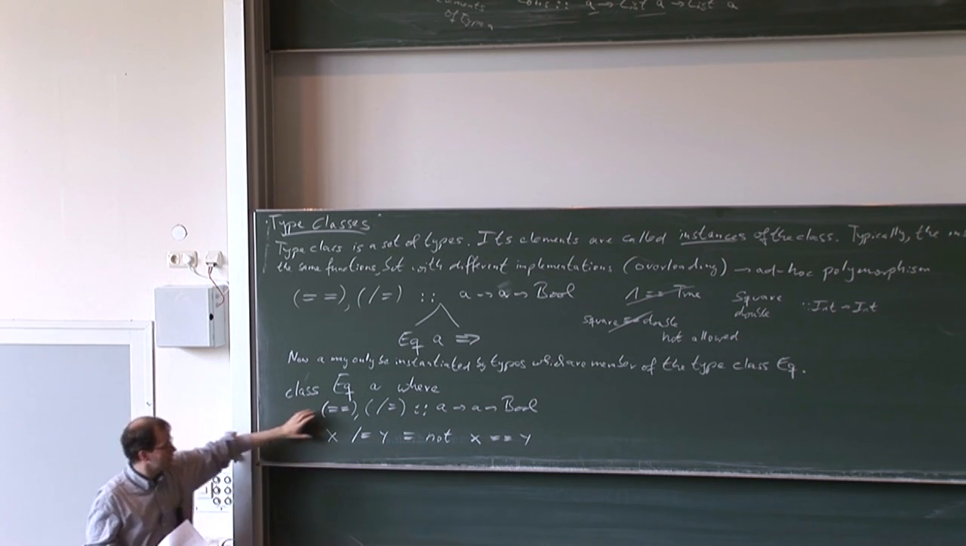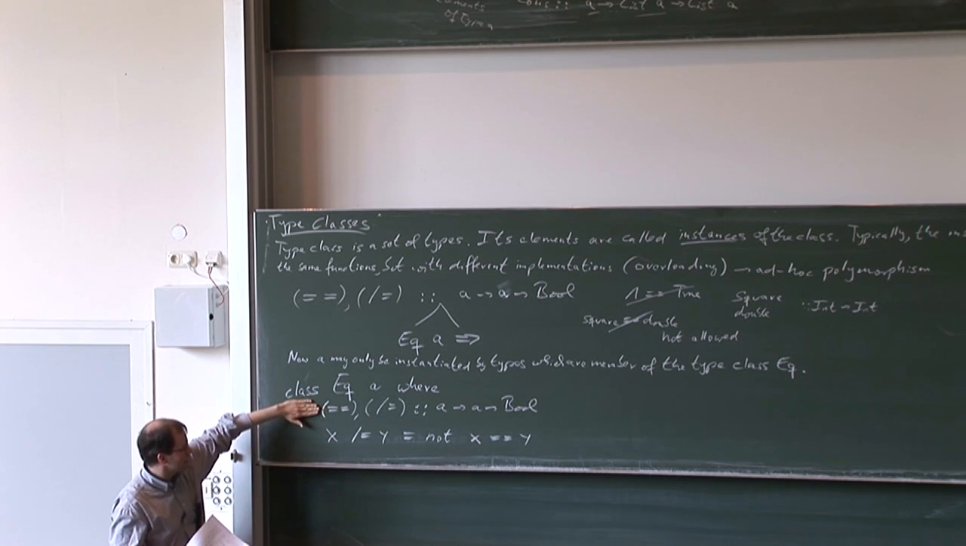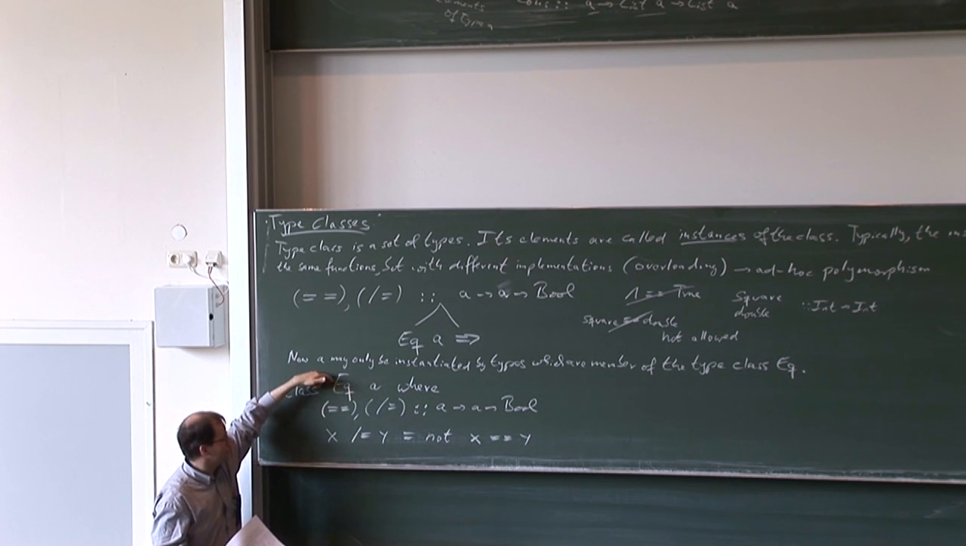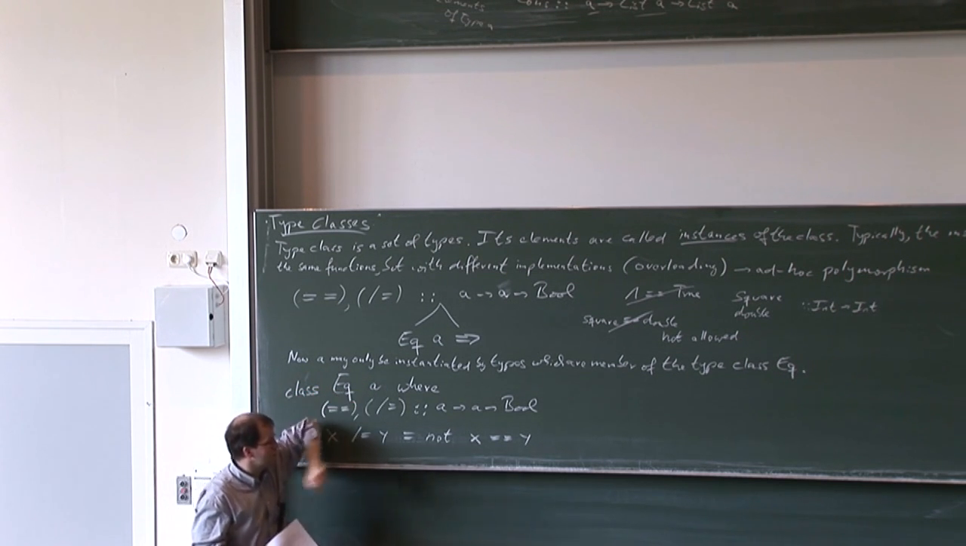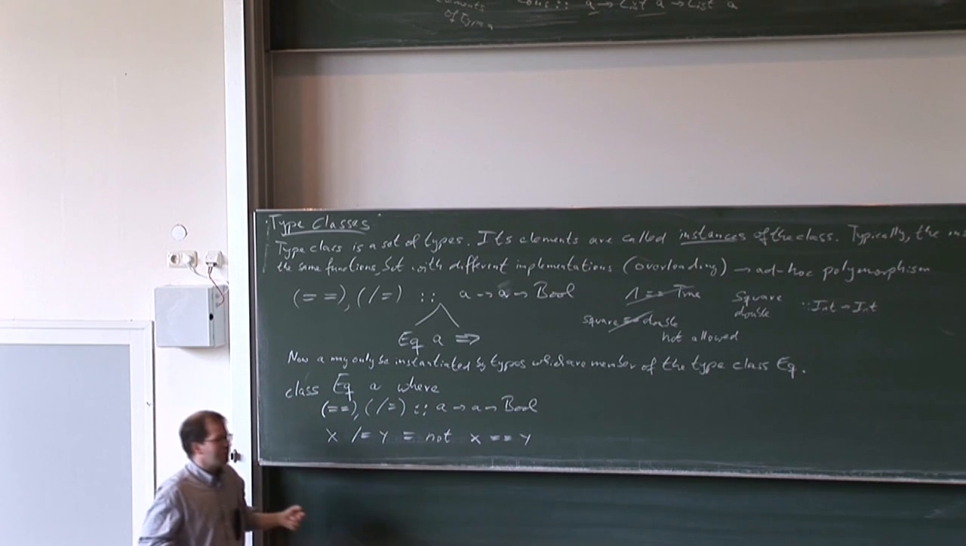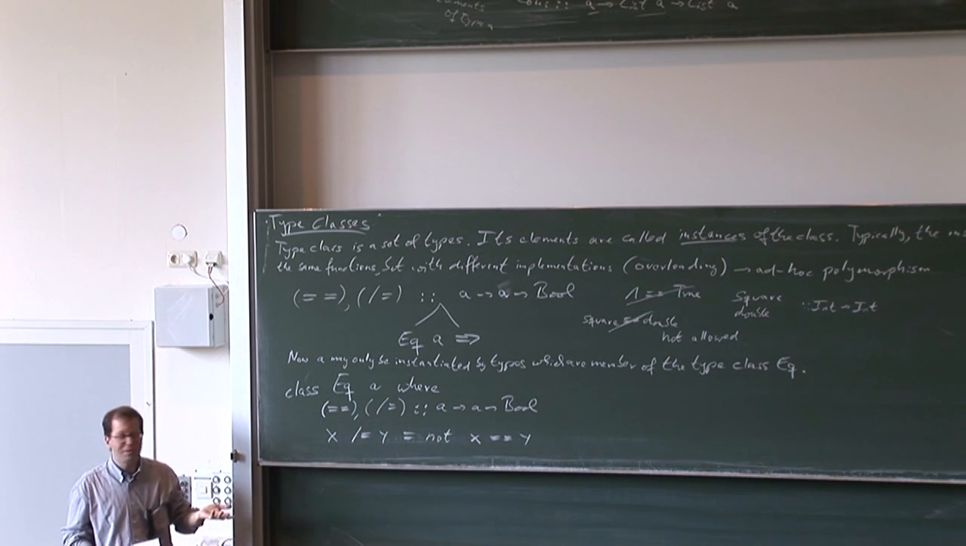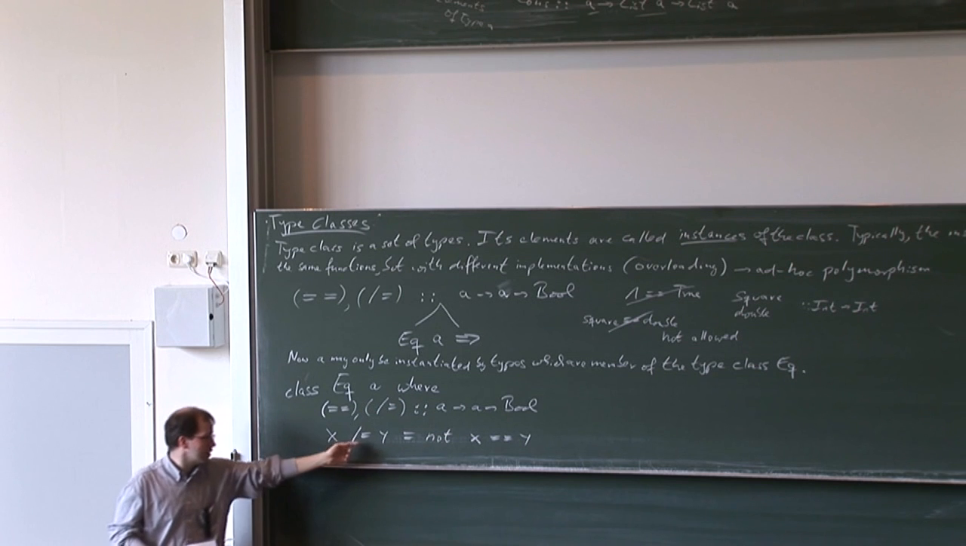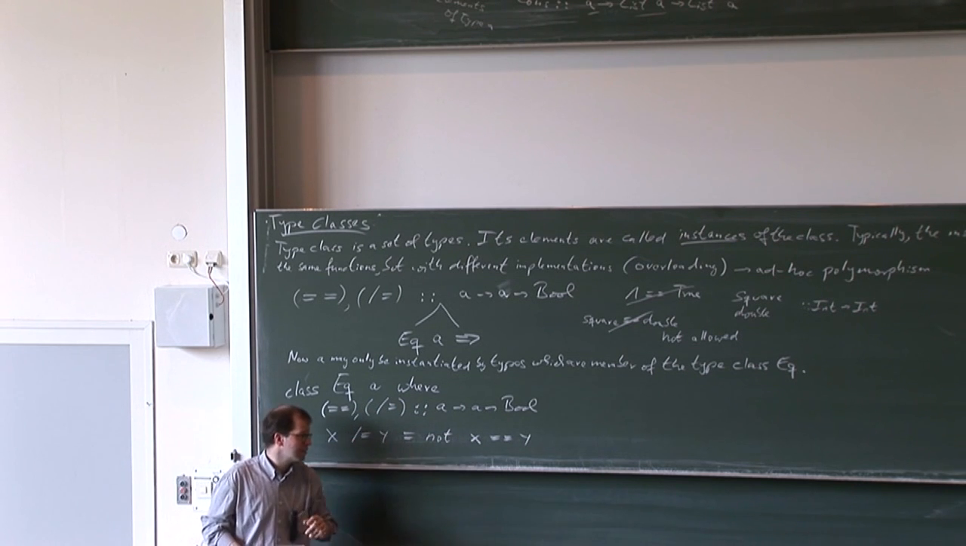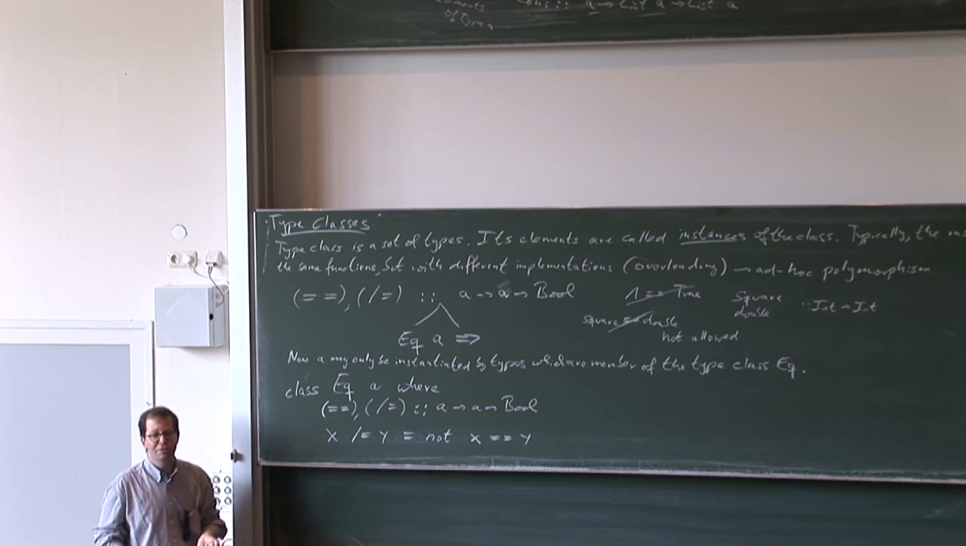Here we give the type signature of some methods. So we say for every type A which is in the class EQ, there would be functions called equality and disequality. They would have this type. And we also might give some default implementations. So we might say, okay, disequality is implemented like this. How equality is implemented, we don't say.